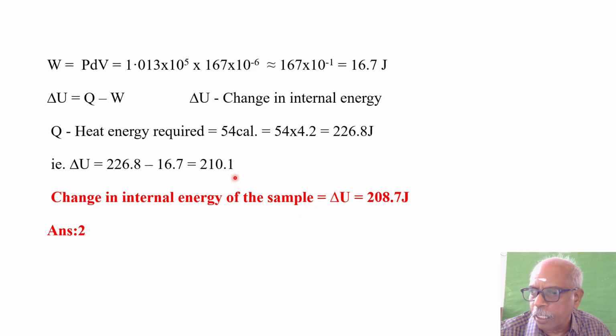Sir, such an option was not at all given in the question, sir. Of course, here he made an approximation, a very minor approximation. So this value is very nearly equal to the given option 208.7 joule. So the change in internal energy of the sample, delta U, is equal to 208.7 joules. Your option 2 is right. Other options are not at all equal to this one. They are not in the nearby range either. The others are not the answer. So 208.7 joules, option 2, is the right answer for this question.